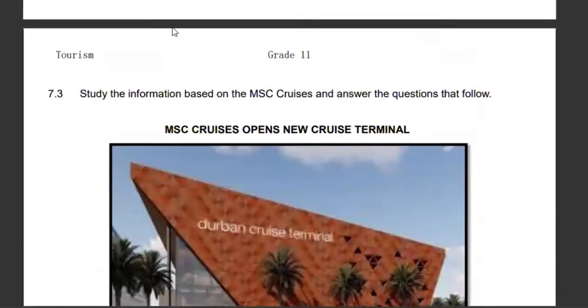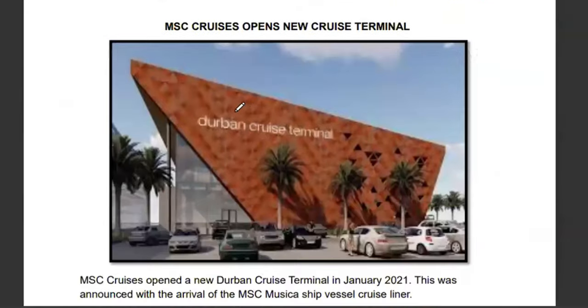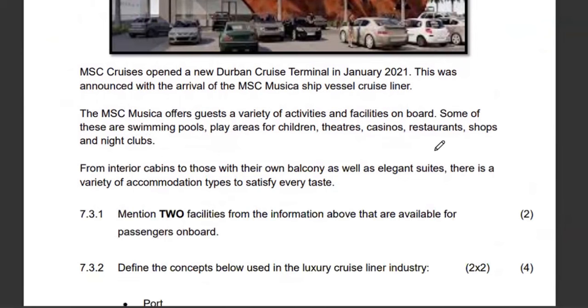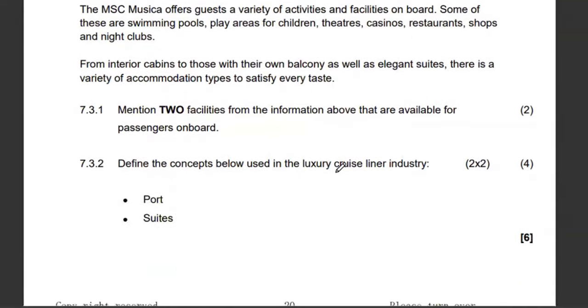Study the information based on cruise liner and answer the questions that follow. MSC Cruises opened a new Durban cruise terminal in January 2021. This was announced with the arrival of the MSC Musica cruise vessel. The MSC Musica offers a variety of activities and facilities on board. Some of these are swimming pools, play areas for children, theaters, casinos, restaurants, shops, and nightclubs. From interior cabins to those with their own balcony, as well as elegant suites, there is a variety of accommodation types to satisfy every taste. So the question now reads, mention 2 facilities from the information above that are available to passengers on board.